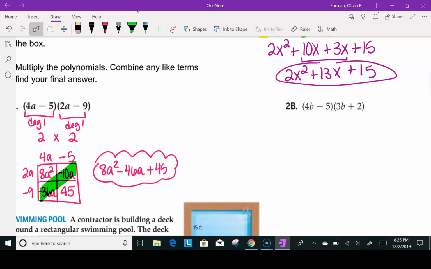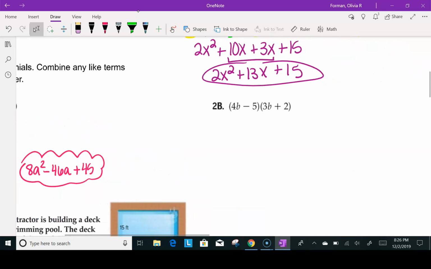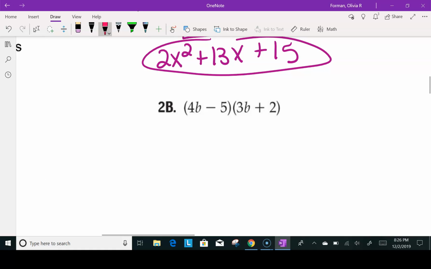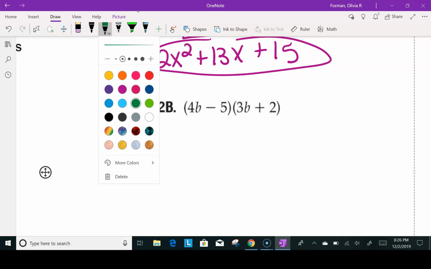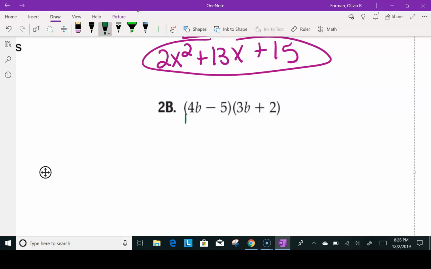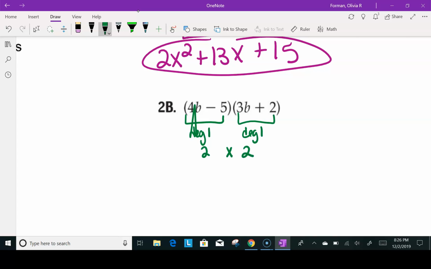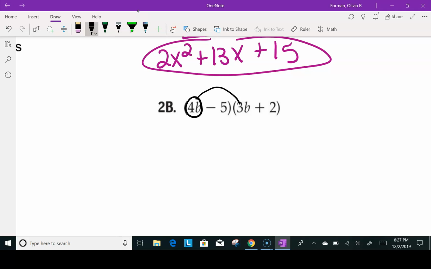If you move over to 2b here, we'll do this the other way, or I will set it up the other way. Again, this one is degree 1. This one's degree 1, which means it's going to be a 2 by 2. Oh, I lied. I said we were going to do the horizontal method, and here I am doing the box. So you don't even need to do that. Let's just break this apart. So this has to make sure to be multiplied to these two terms. And then this has to be sure to be multiplied by these two terms.